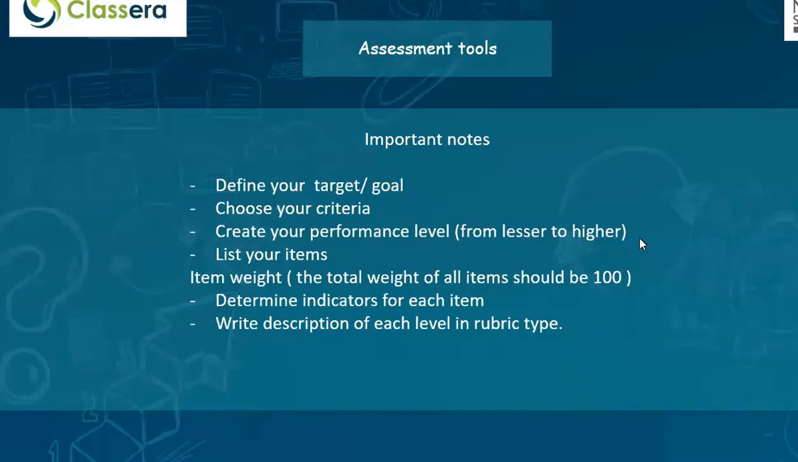And keep in mind that you don't need to put not applicable in your performance level because we have it in our system. List your evaluation items, and make sure that the total weight of all items should be 100, okay? The other calculation is done by the system. Determine indicators for each item, write description for each level if it's a rubric, and make sure it's a well-written description of each level of performance.